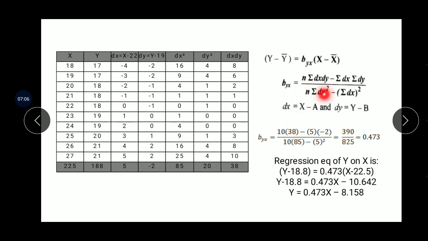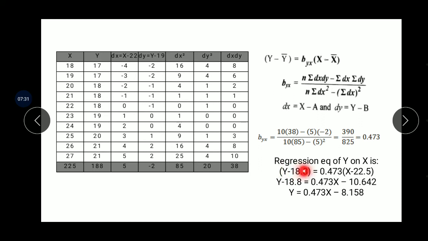Summation dx square, first square and then sum, comes out to be 85, minus summation dx whole square, first sum and then square. So first sum 5 and then square. We'll calculate this, and it will come out to be 0.473. So we'll put this value 0.473 here in this equation.